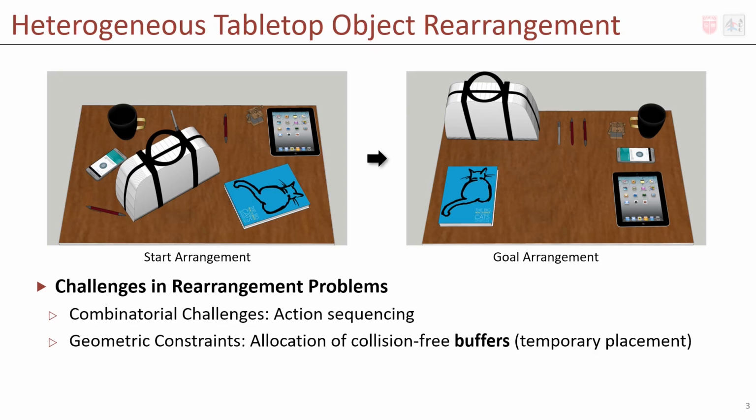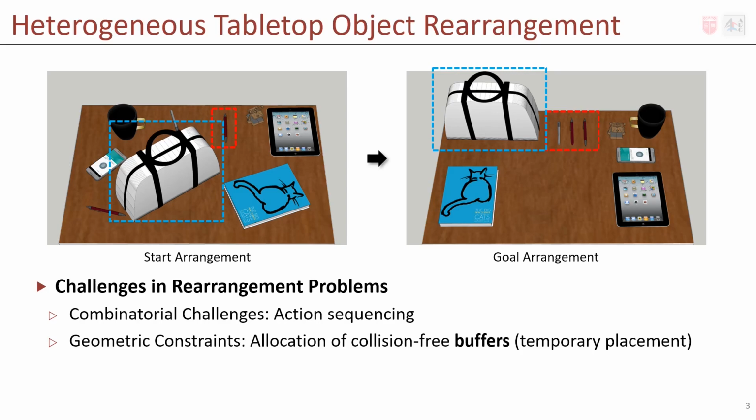On one hand, it needs to deal with the combinatorial challenges, where we want to find a sequence of actions moving the objects to goal positions without collision. On the other hand, when some of these objects cannot move directly to the goal positions, we need to allocate temporary free space to place these objects, and we call the free space buffers.